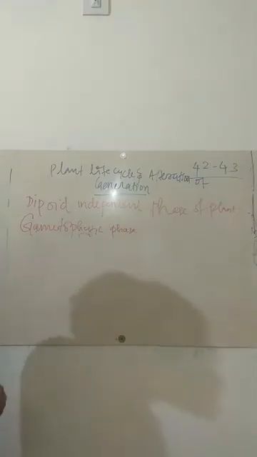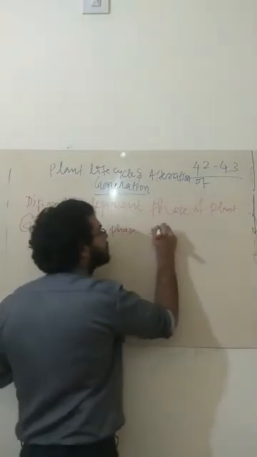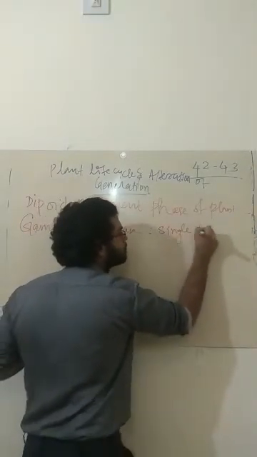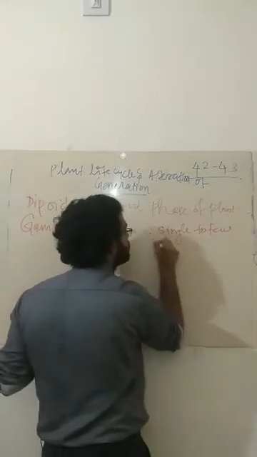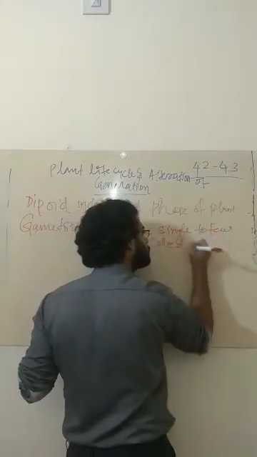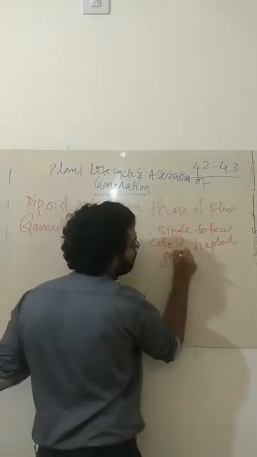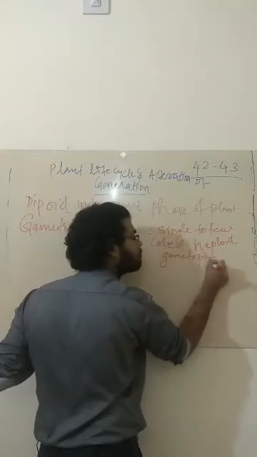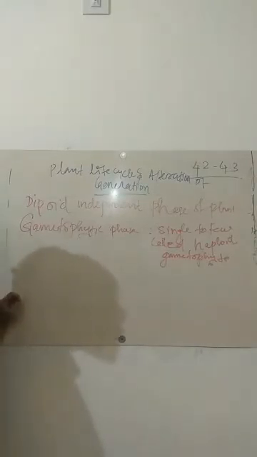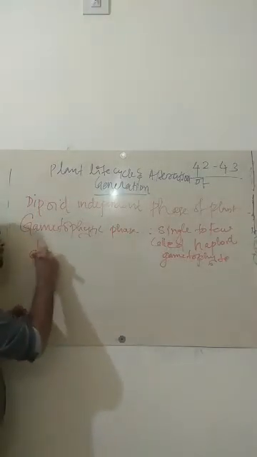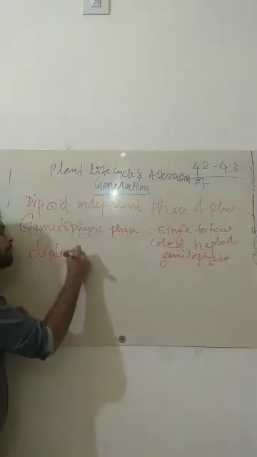Okay, gametophytic phase, in which what will happen is represented by the single to few celled haploid gametophyte. So this kind of life cycle is termed as diplontic. What is diplontic? That is haplontic, it's haploid cells. So this is diplontic.